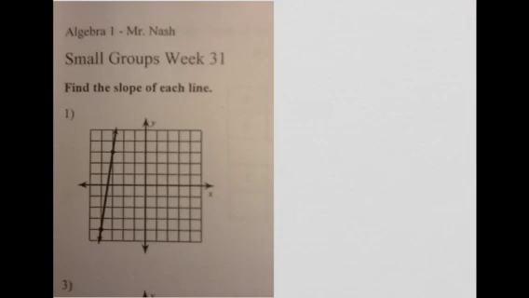It was for week 31, problem numbers 1 through 10 on finding slope. So what we're going to do is do one of the first problems together. Problem number 1, finding the slope of each line. So what we're really looking for here is a fraction for rise over run.